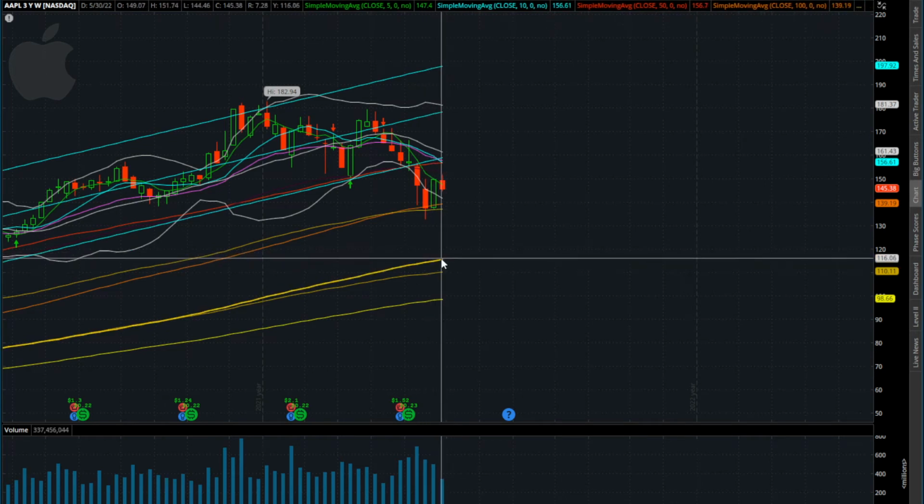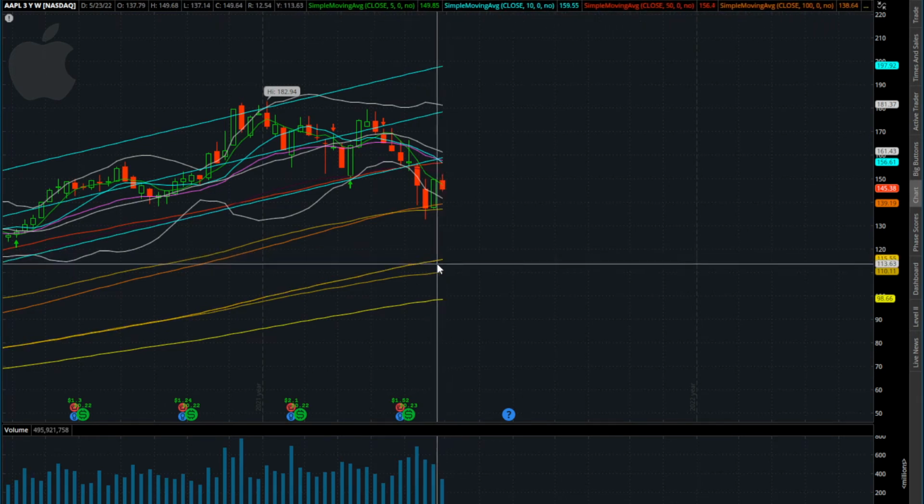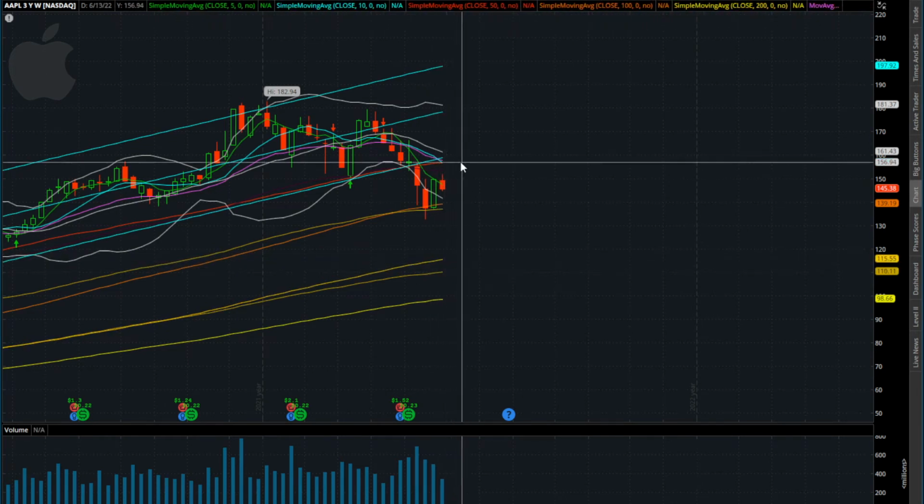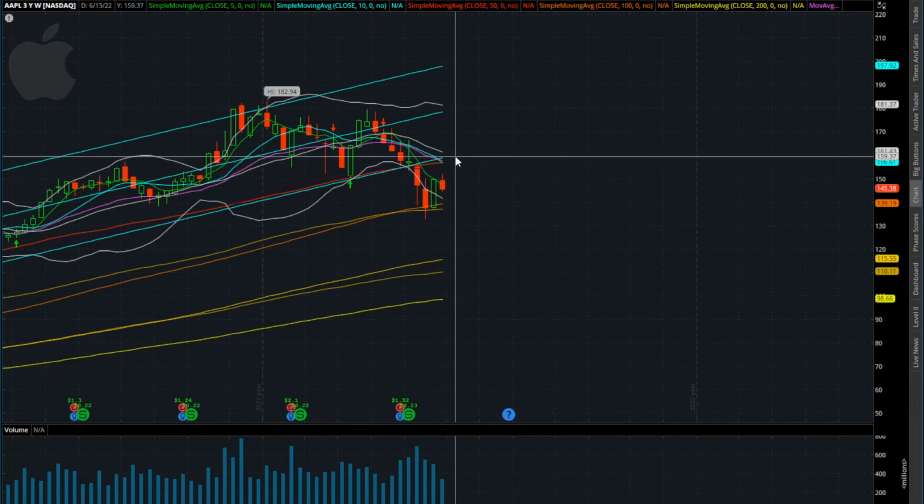I don't know if we get there, but this would be your significant level to start dollar cost averaging once again. You know, I really think we're looking at more upside where you can kind of tone down that dollar cost averaging when we get back over 160.